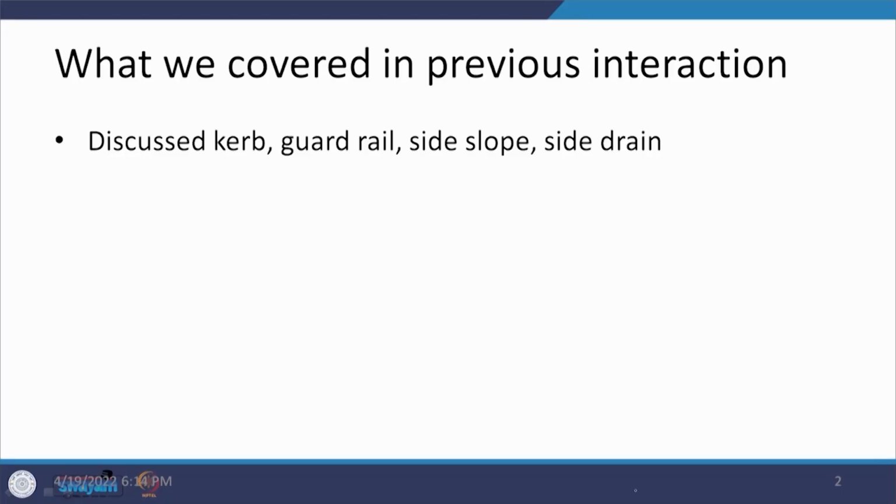In the previous interaction, we talked about 4 elements: the curb, which is basically used for demarcation purposes as a safety device. We talked about the guardrail, which is again a safety device which needs to be provided. And then finally, we talked about 2 of the elements on the sides of a carriageway and shoulder, which are side slopes and the side drains, which fall under the road margin conditions, and these are the 4 things which we have discussed.